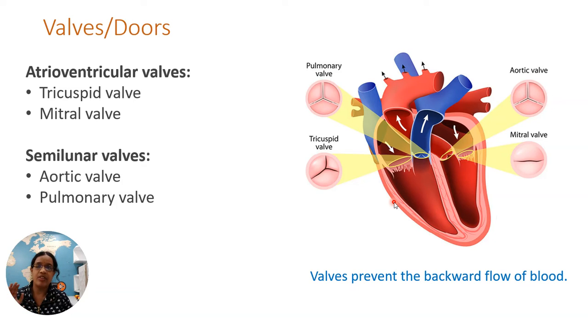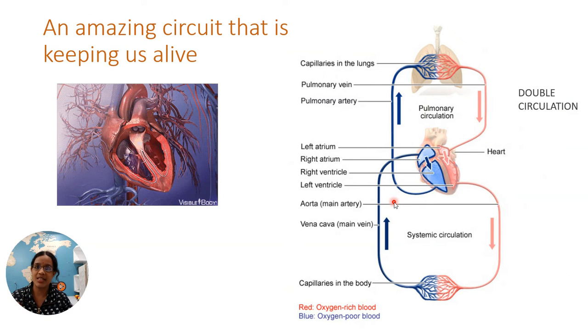Now that we have the structure of the heart, let's go and look into this amazing circuit which is keeping us alive. That is the circulation of the blood. How does it go on? Now, let's see. When there's a contraction occurring, the left ventricle pumps out pure oxygenated blood into the aorta, which gives this blood to all the body parts where it is losing oxygen and all the nutrients. Such blood is depicted in blue.